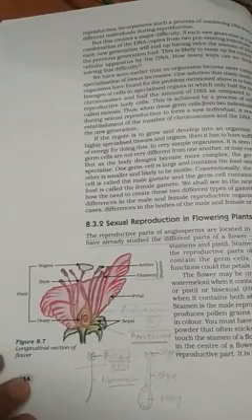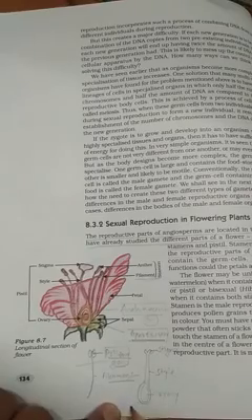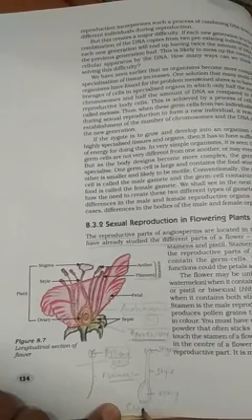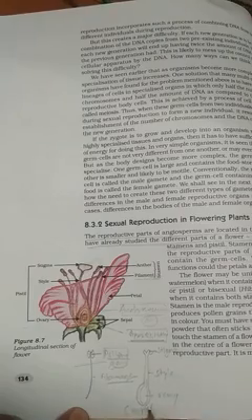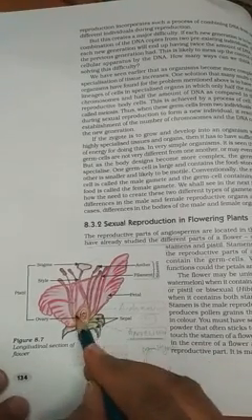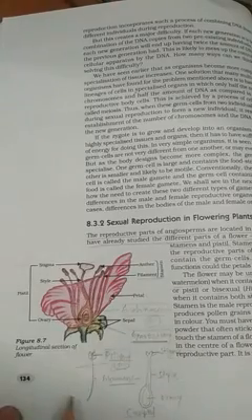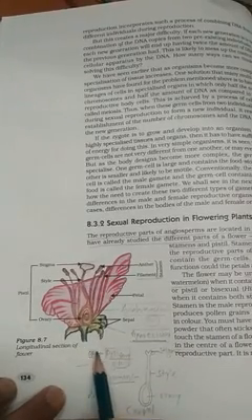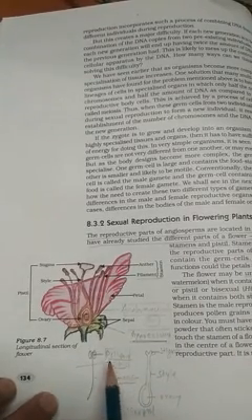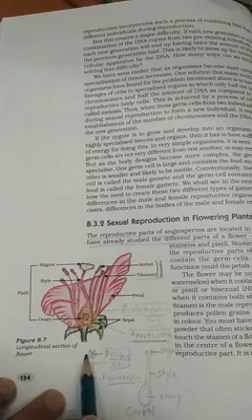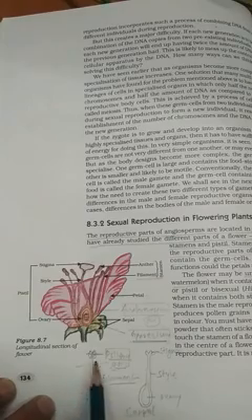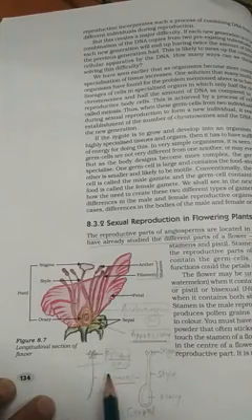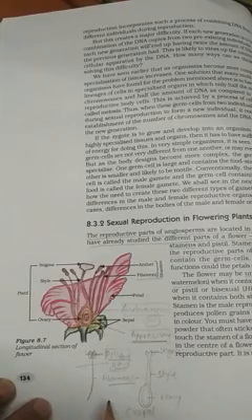Pistil is also called carpel. When the development of pollen grain is completed, anther walls get ruptured and the pollen grains are free in the environment.